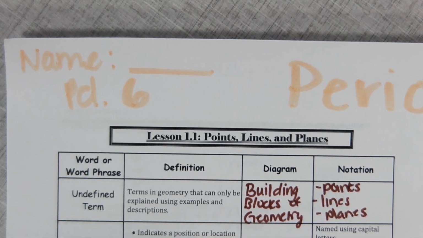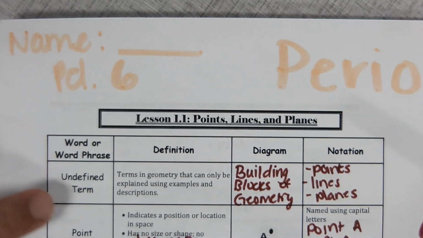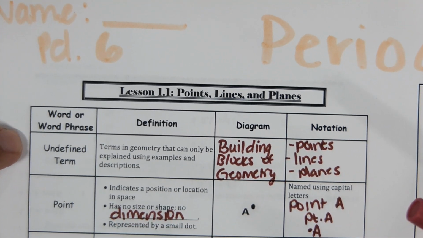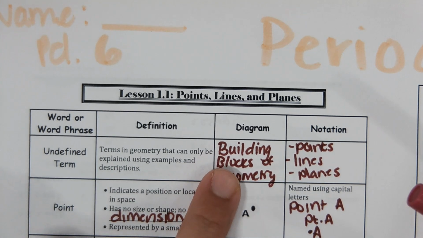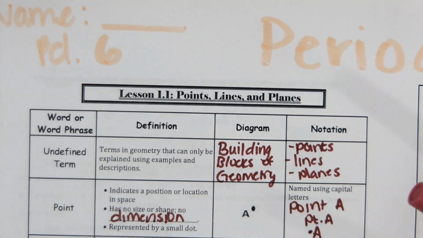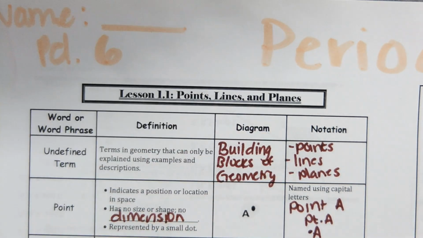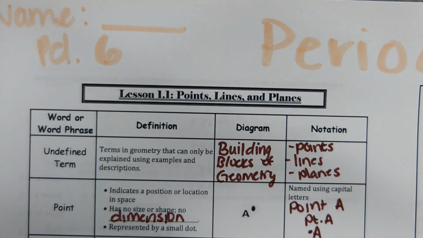Okay, so first lesson, points, lines, and planes. It seems very simplistic, and it is. The first word that we're going to learn is undefined terms. Undefined terms are the building blocks of geometry, which you wrote down, containing points, lines, and planes. So these are words that can't be defined, really, they can only be drawn.